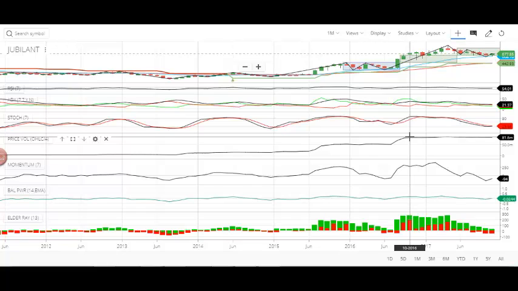Momentum has already crashed, and it is playing in the negative zone. The balance of power is in bearish mode. Elder ray is also showing that the balance of power is in bearish mode, and it is in sync with the balance of power indicator right now. So it's very clear that the stock is going down. We don't know exactly, technically, this is the picture.